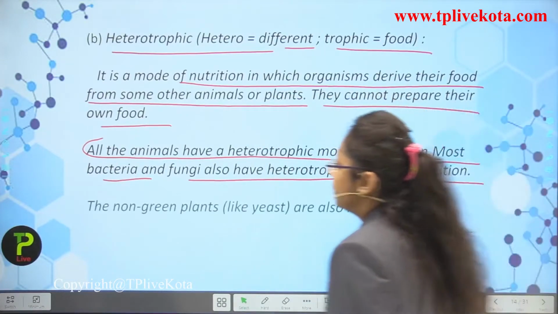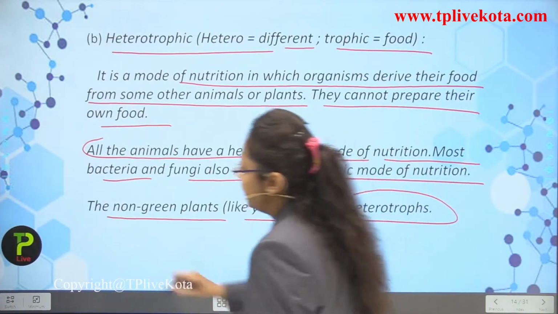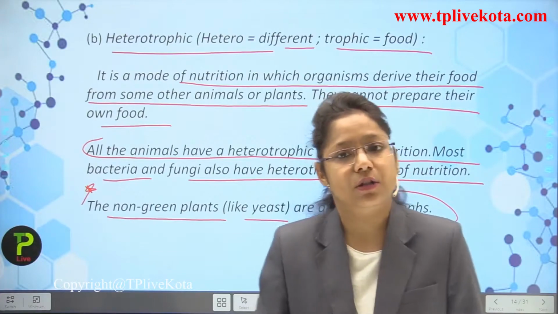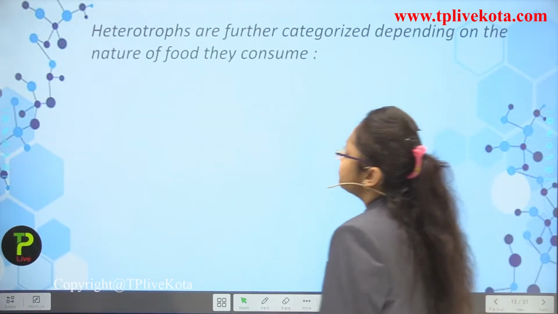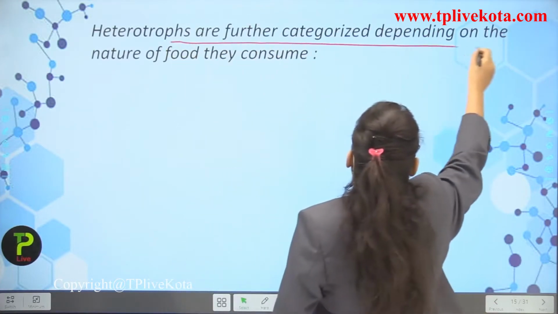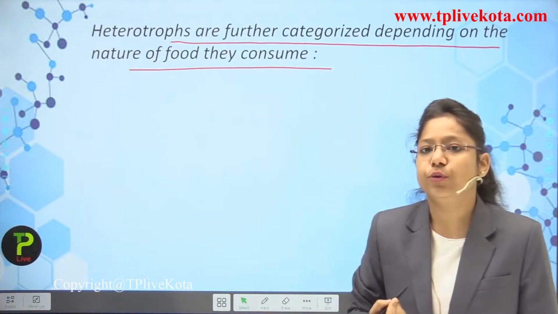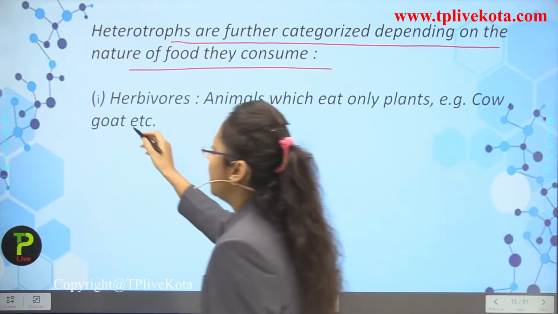Okay. So the non-green plants like yeast are also heterotrophs. This is very important. You have to mark a star mark over here that the yeast are also heterotrophs. Okay, students. Now, heterotrophs are further categorized depending upon the nature of the food they consume. Now, which type of food they are consuming, they are categorized under it. So, first is the herbivores.